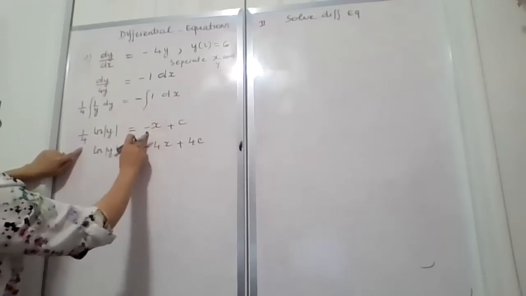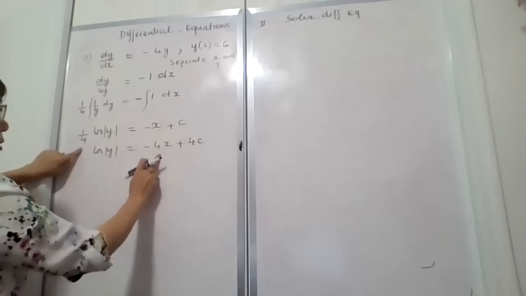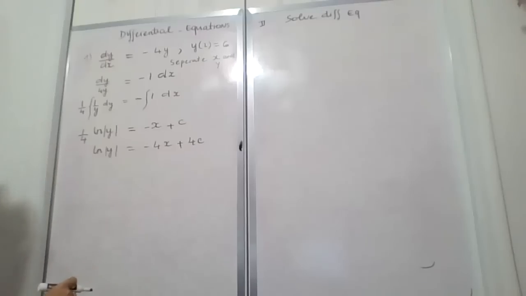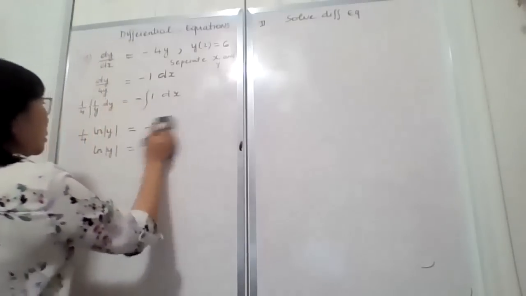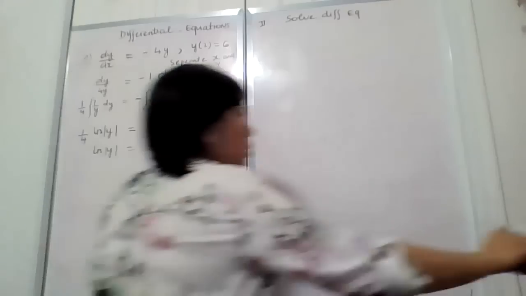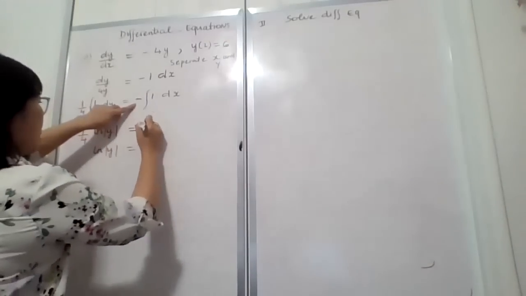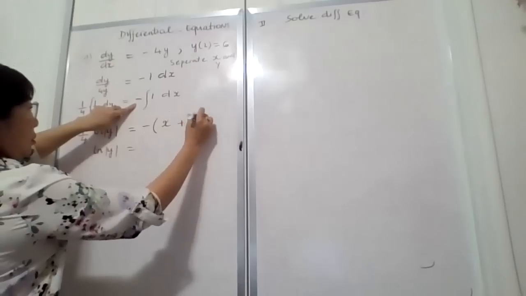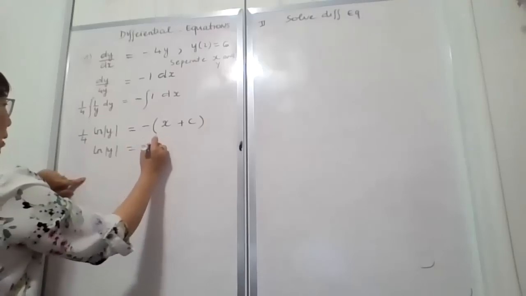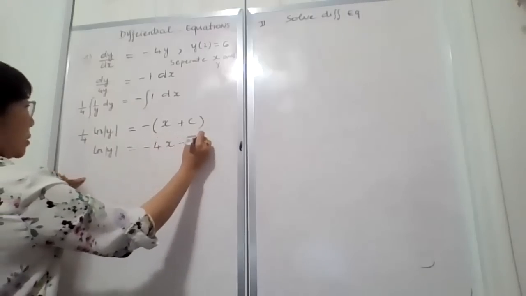So integration of that is minus x plus c, so minus x plus 4c. Okay, so at this point, now let me change this a little bit. We got to be careful because this is like outside the bracket, right? So the whole thing here should be like this. And this will become minus 4x minus 4c.